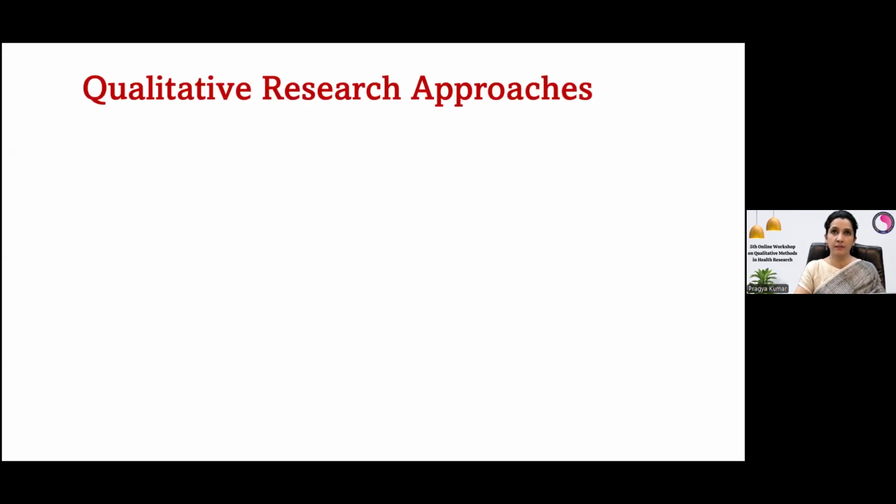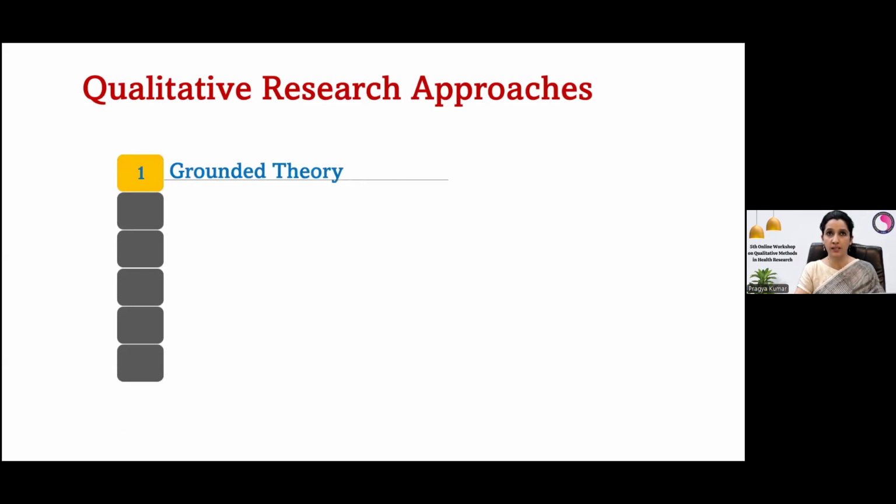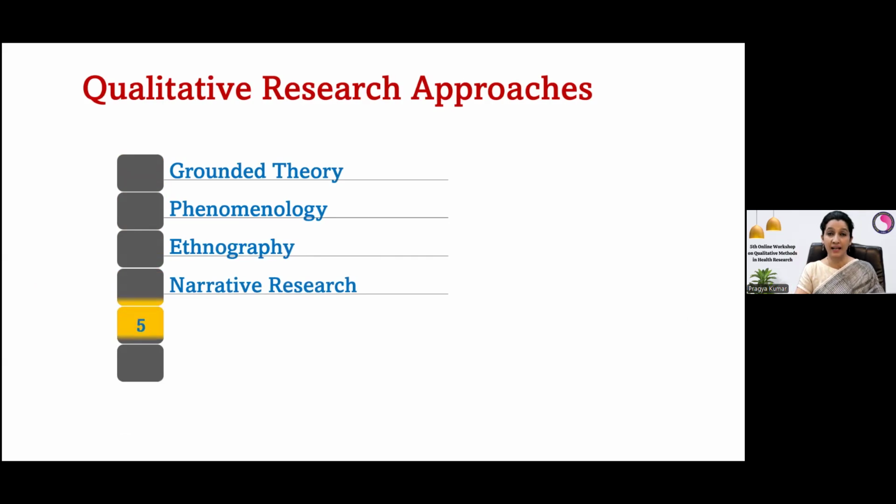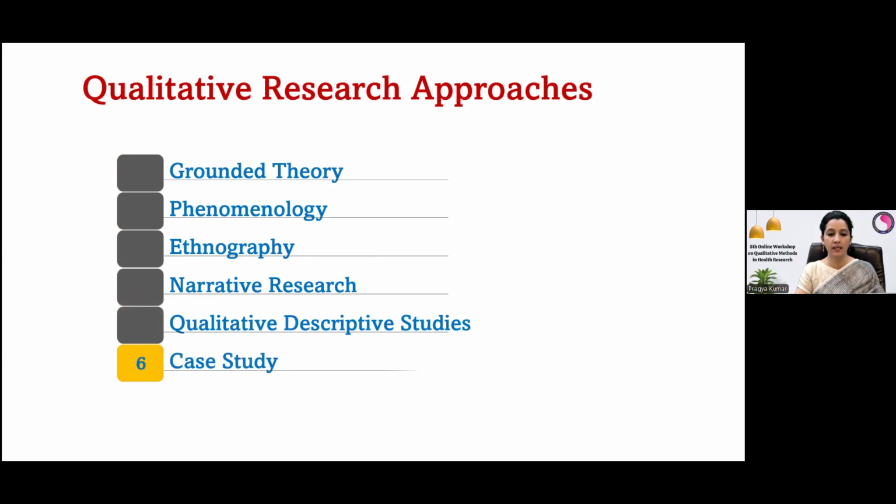So there are various qualitative approaches. We are only discussing the most commonly used ones. There are other methods like participatory research, which we are not discussing. Here we are discussing the grounded theory approach, phenomenology, ethnography, narrative research, qualitative descriptive studies, which are the recent one, and the case study. So we'll be discussing these six types of qualitative research approach, and depending on the central theme, central phenomena or research question, you will adopt a particular research approach.